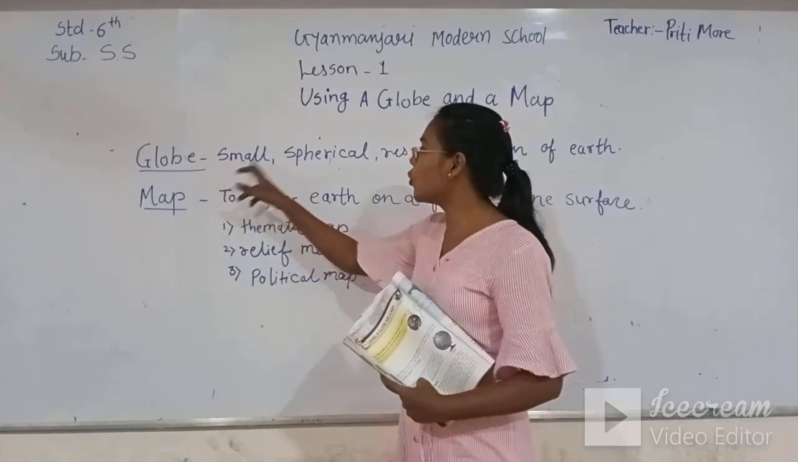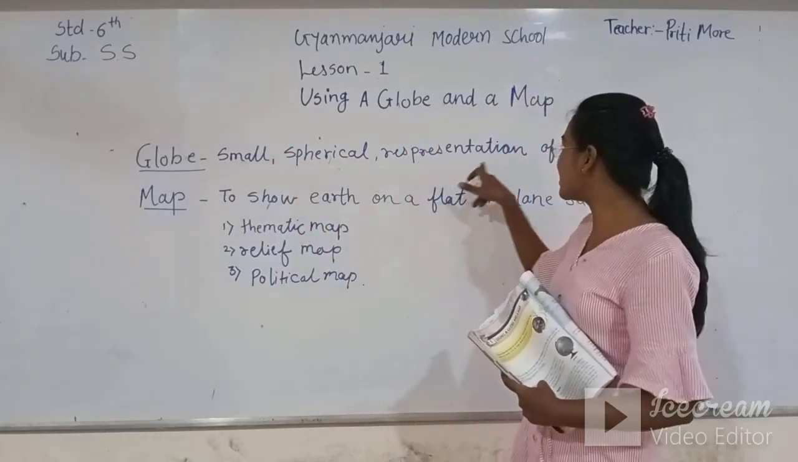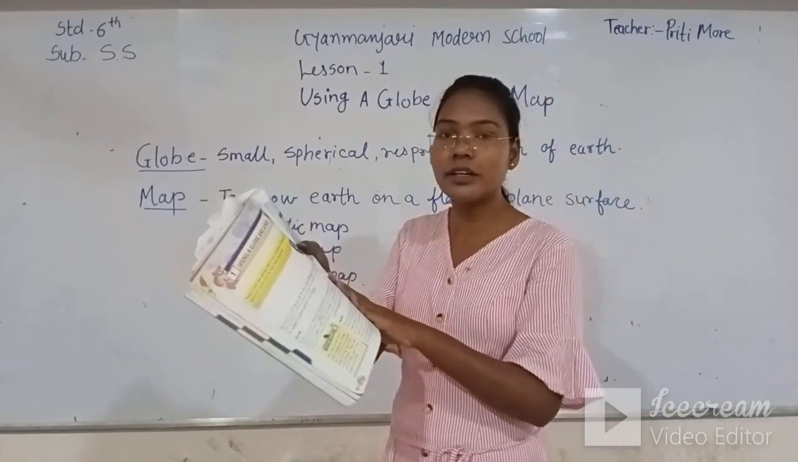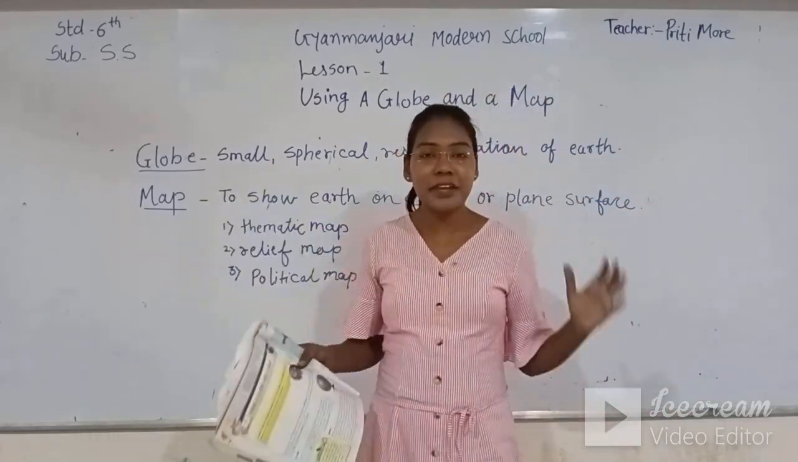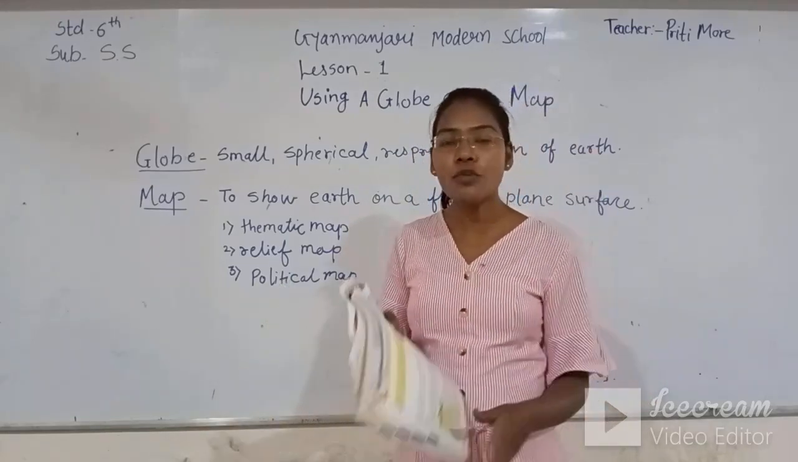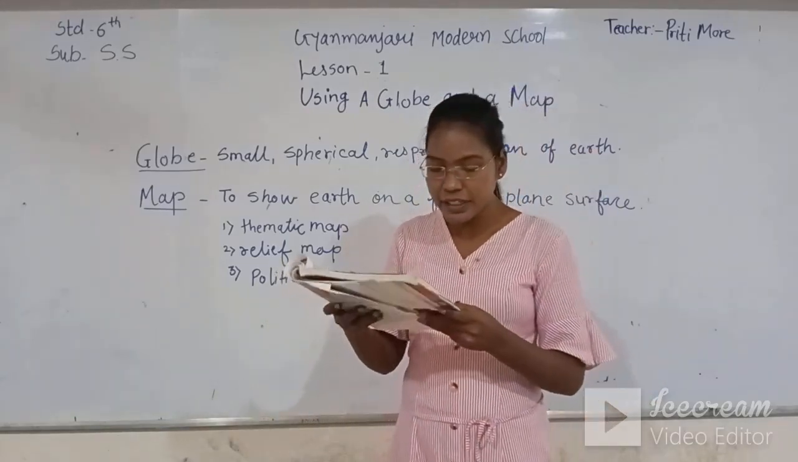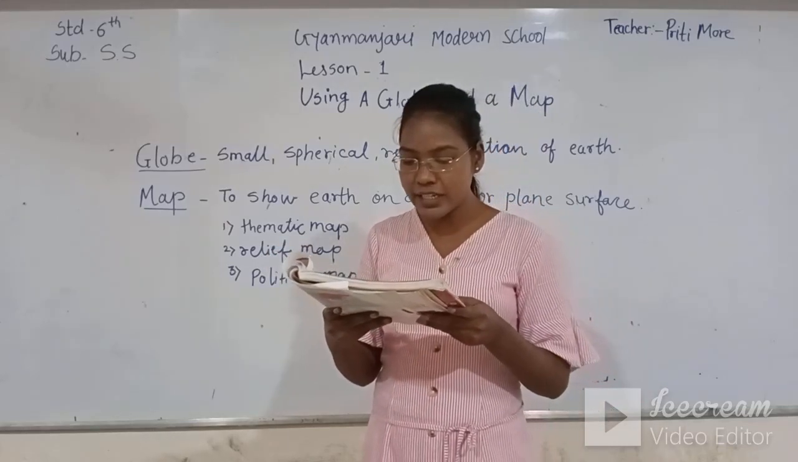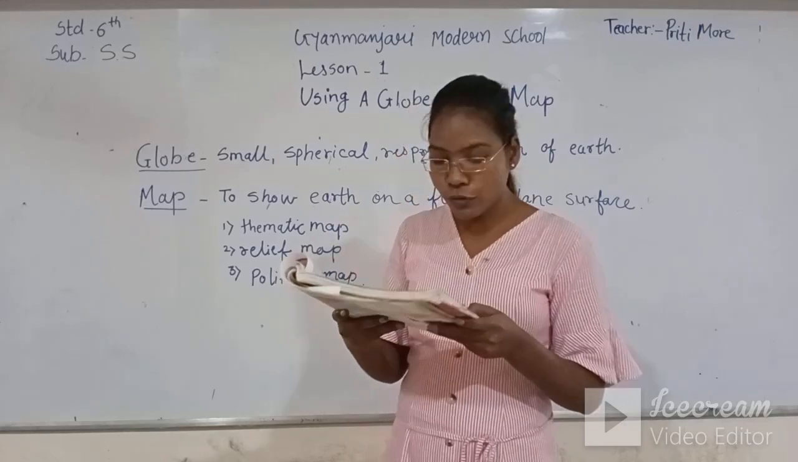So basically, the globe is a small spherical representation, a model of Earth. Earth is very big, but on the globe we see just a small part of it. It also shows the location of various continents and oceans.